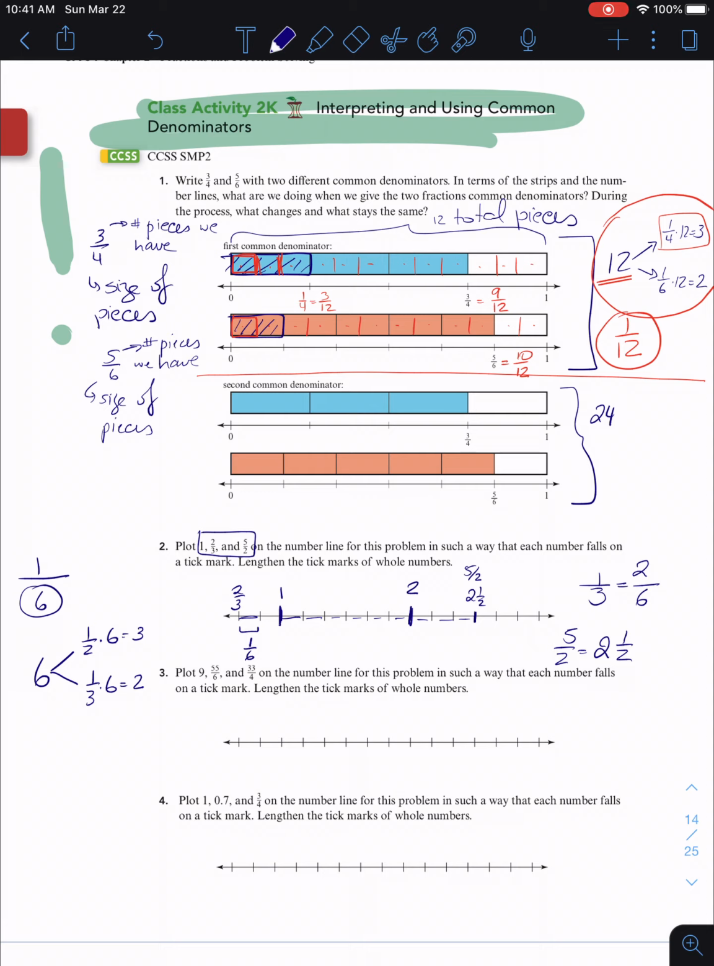Hopefully that makes sense. If it doesn't, make sure that you ask me during the Q&A. Now, let's take a look at number 3. We need to plot 9, 55 sixths, and 33 fourths.